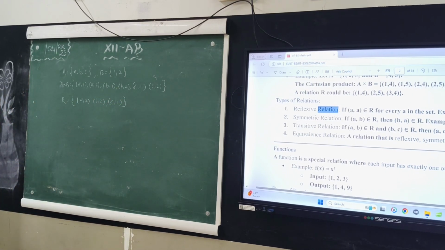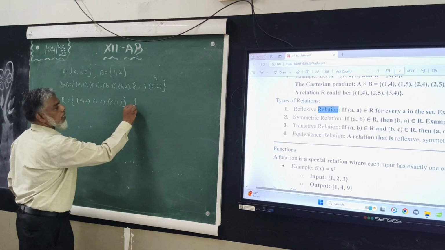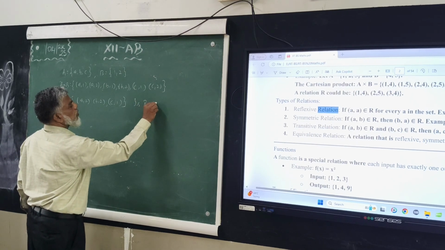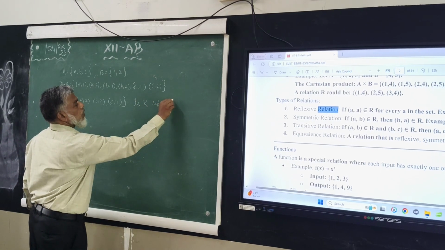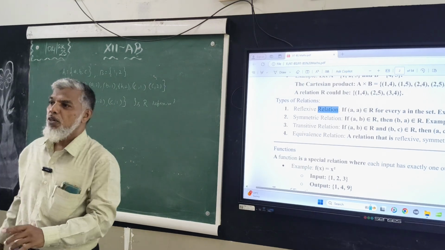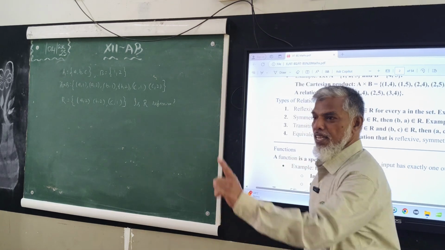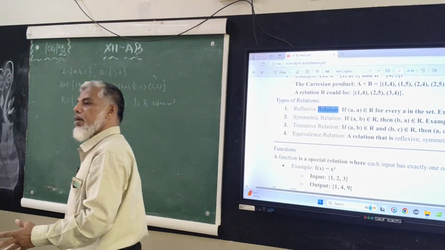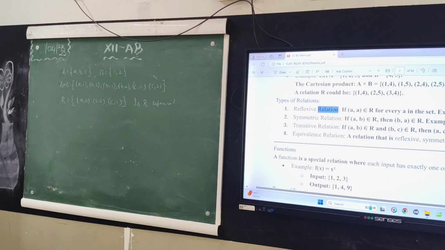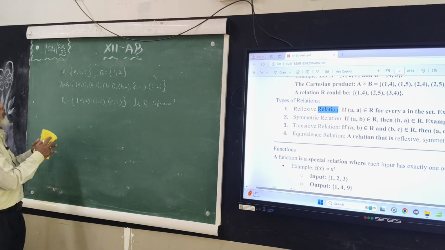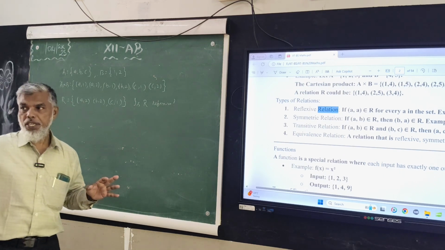Right? I have taken only 3 from the Cartesian product. Is R reflexive? Yes or no? No, because A comma A should be there, isn't it? So here A comma A is not there. And if you want to have some extra, this is also 1, 2, 3, so it will be very nice. So is it reflexive? It is not reflexive.